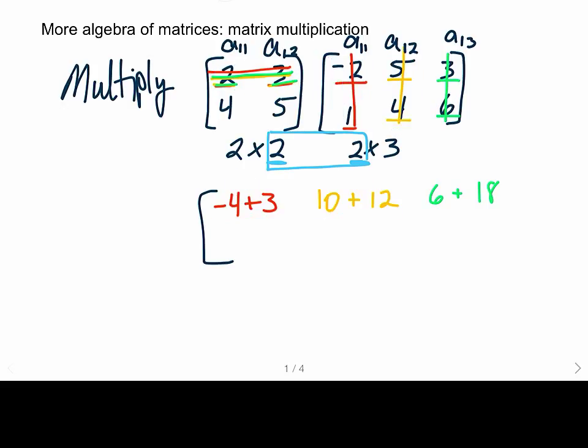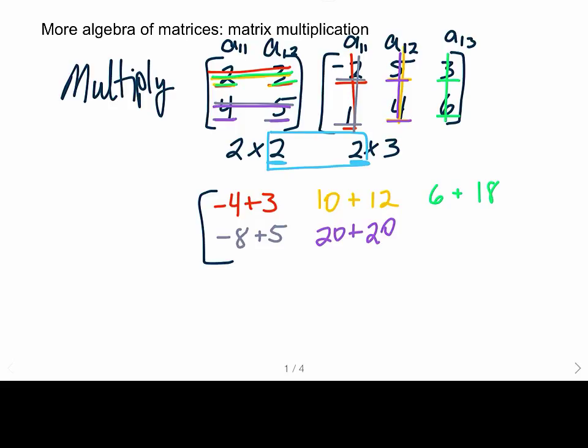Well, now that we have that, let's go ahead and do the same thing that we just did, but we're going to use the second row of the first matrix with each of the columns of the second matrix in turn. So we're going to take the second row, 4, 5, and multiply it by the column -2, 1. So 4 times -2 is -8, 5 times 1 is 5, and then we add those two together. We take that second row, 4, 5, and multiply it by the second column, 5, 4. So 4 times 5 is 20, 5 times 4 is 20, and we add those two together.